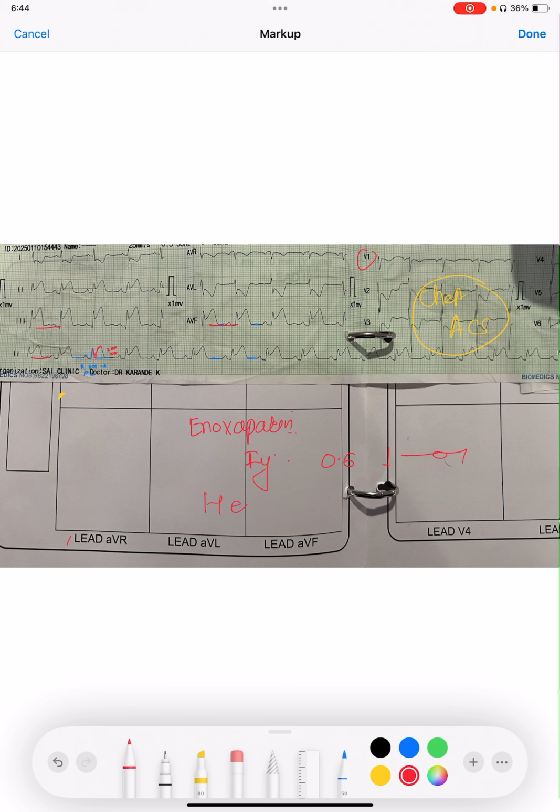Or if it is heparin, then usually as per the dose of the patient, 4,000 to 5,000 units of heparin is given 4 times a day as a therapeutic dose. So these things must be given as soon as this ST elevation MI is labeled.